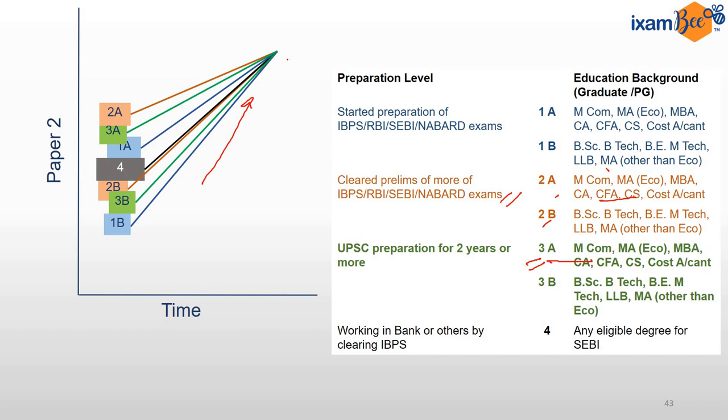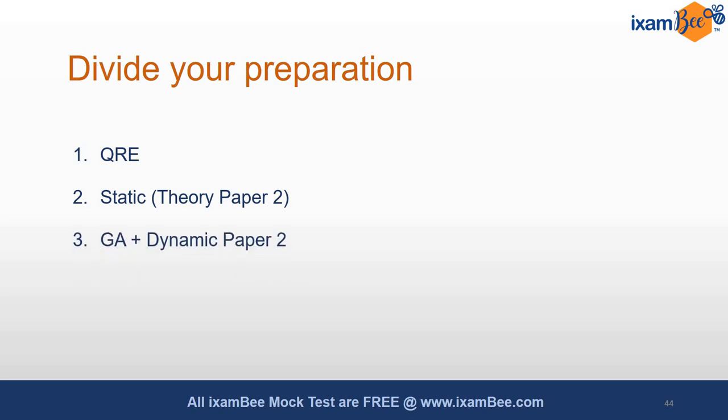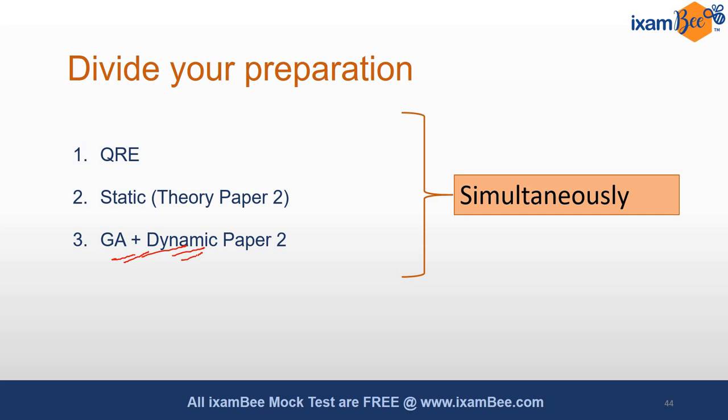If you have to climb the mountain to become SEBI Grade A officer, but I think most important here is again this: where is your ground zero? These are the different scenario. Exactly in all these scenario, where do you stand? You have to find out. Divide your preparation in QRE for phase 1, static, theory part of paper 2, and GN, dynamic paper 2. I suggest do all 3 together. Don't think that you can build this at the end. You have to do it simultaneously.